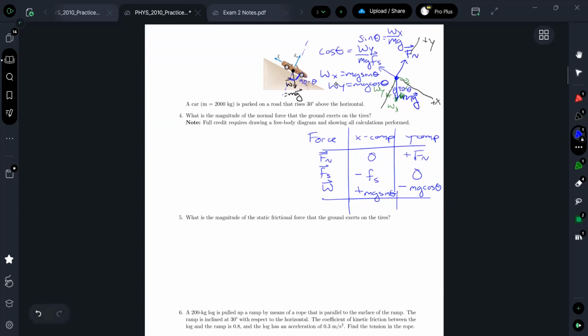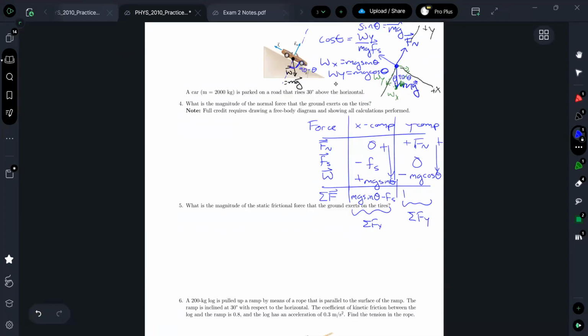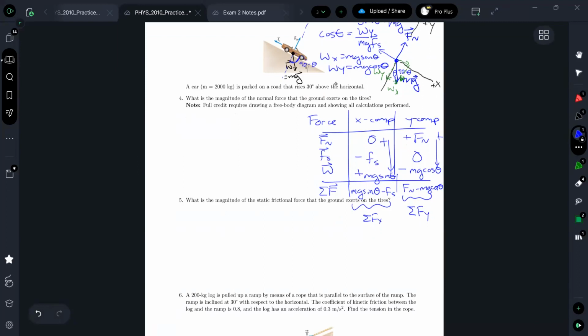Okay, that's all my forces and all their components. I'm finding my net force. To do that, I add down each of these columns to get the net force in the X and in the Y. So in the X, I get mg sine theta minus Fs. In the Y, I get Fn minus mg cosine theta. Because of Newton's second law, I can set that equal to max and may.